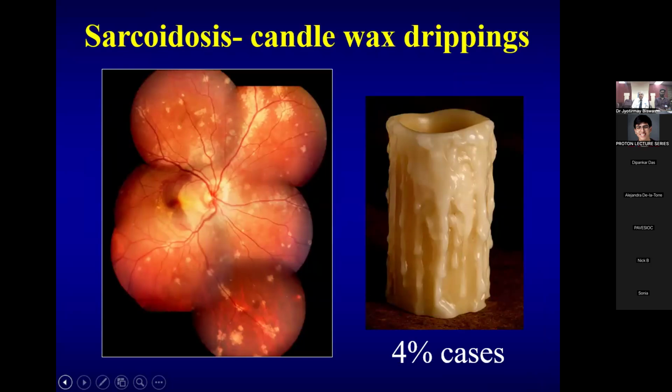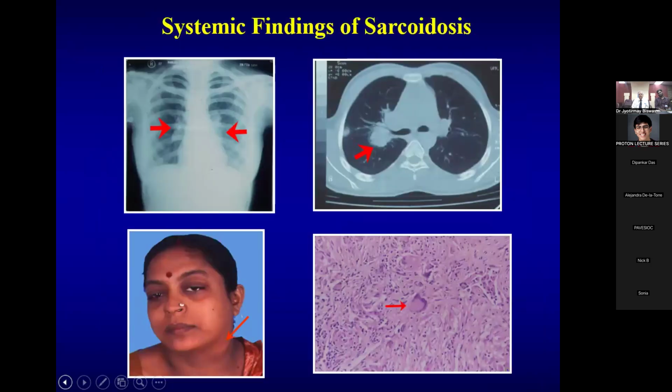Skip retinal vasculitis in the form of candle wax dripping is not that common in our series. They were found to have bilateral hilar lymphadenopathy on chest X-ray, but mostly on CT scan, and non-caseating granulomatous inflammation where there was any pulmonary or extrapulmonary involvement.